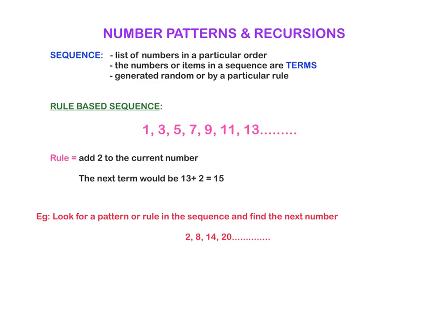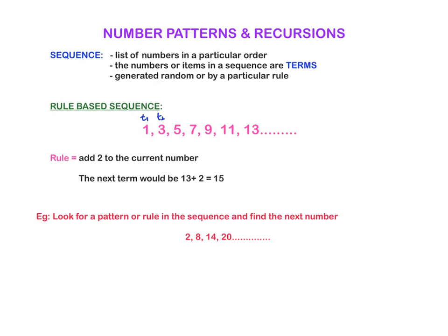All the numbers in the sequence are called terms. So I could call that term 1, term 2, and so on. If I asked in that sequence what term 4 is, you might say it is the number 7. A sequence can either be generated randomly or have a rule to it, and we're mainly going to look at ones that have a rule.